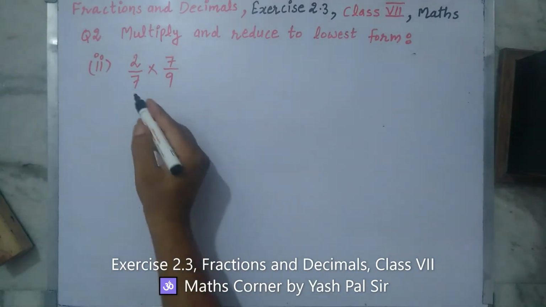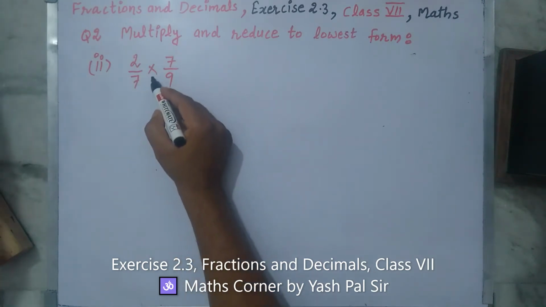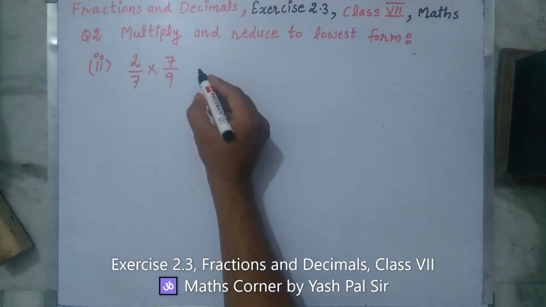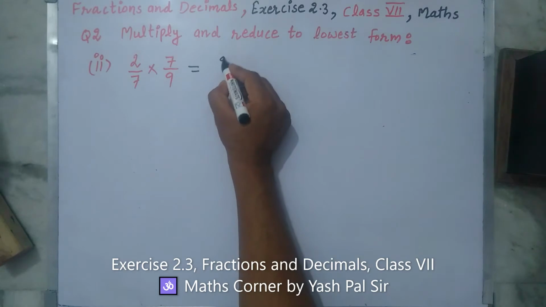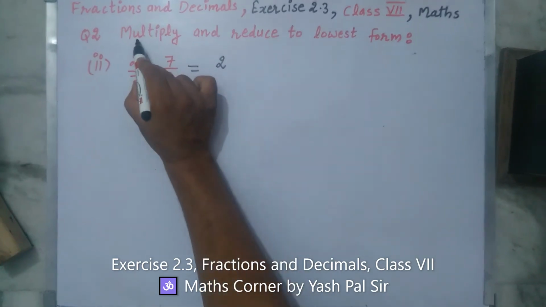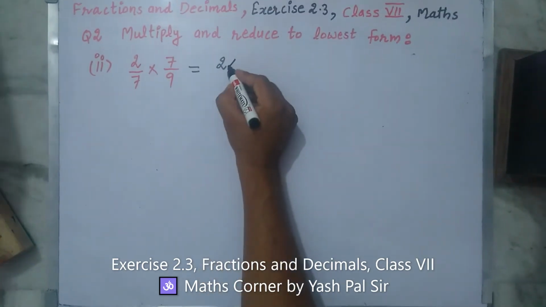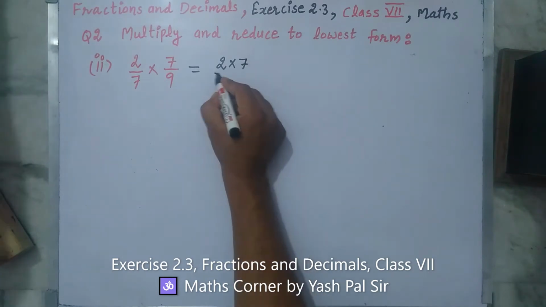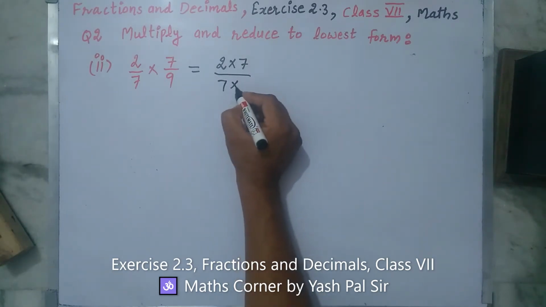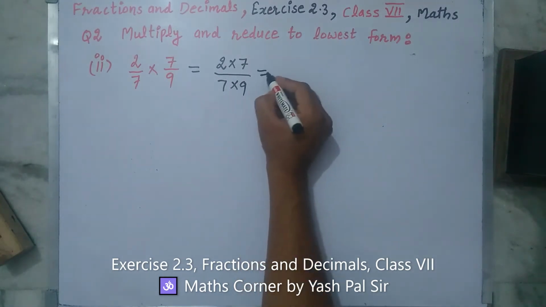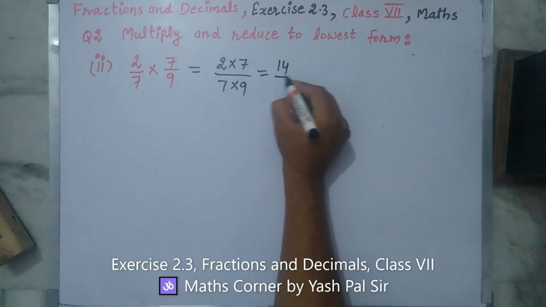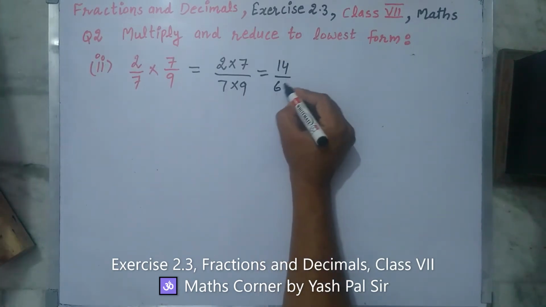Now coming to the second part, 2 by 7 into 7 by 9. So how to solve? This is equal to, because the question is first of all multiply. So 2 is multiplied with 7, 7 is multiplied with 9. Answer is 14 upon 63.